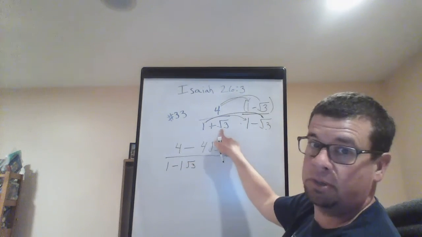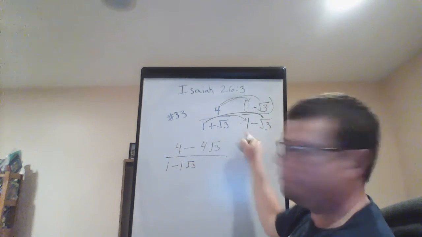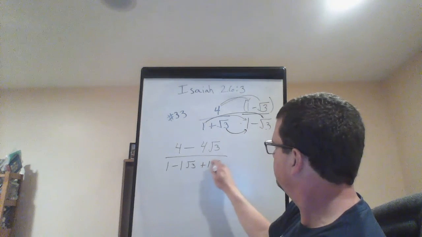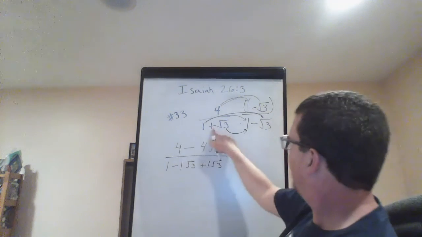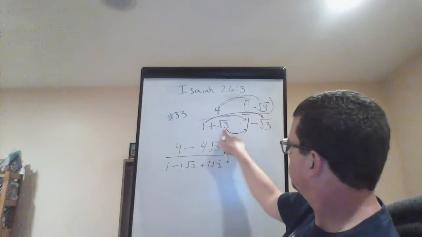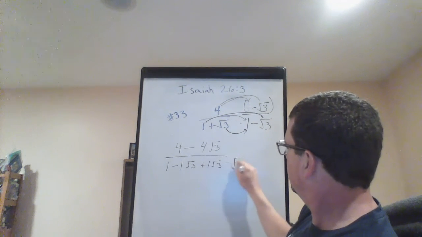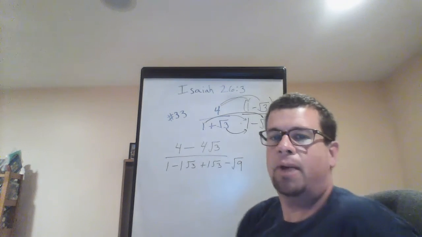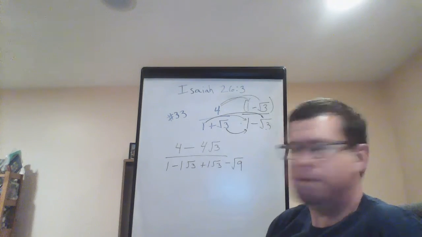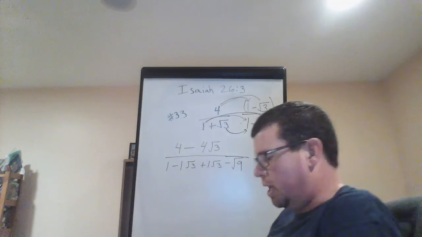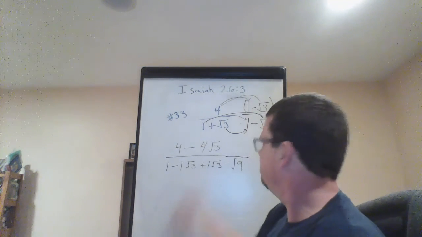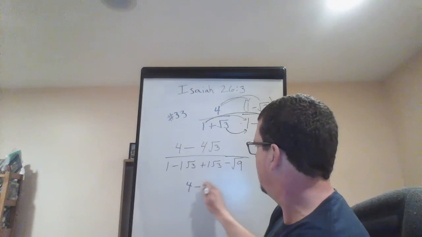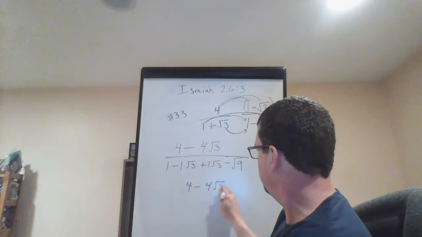And now I'm going to distribute the square root of 3 through to both of these. So the square root of 3 times 1 is positive 1 square root of 3. And a positive times a negative, square root of 3 times the square root of 3. Those are both square roots, so I can multiply the radicands, and I get the square root of 9. Up top, not really much I can do at this point, so the top is just going to stay 4 minus 4 times the square root of 3.